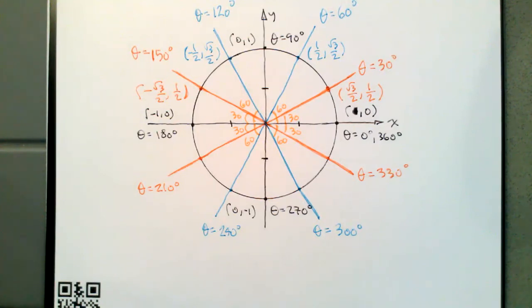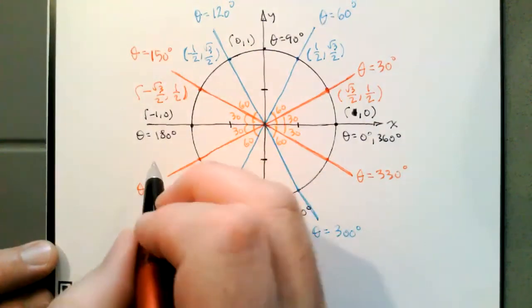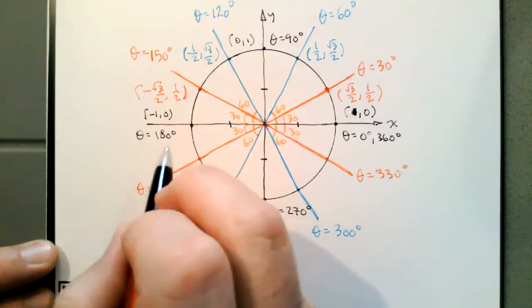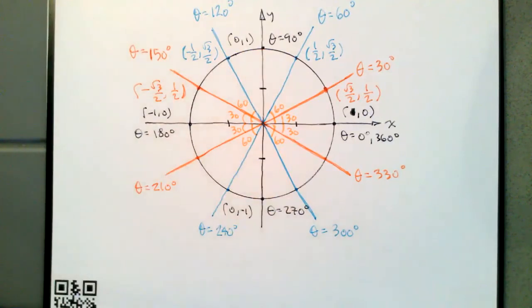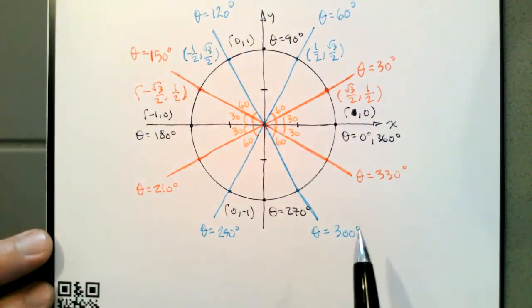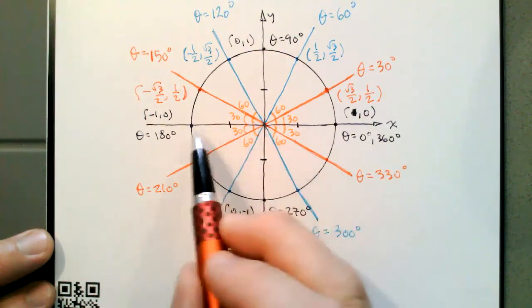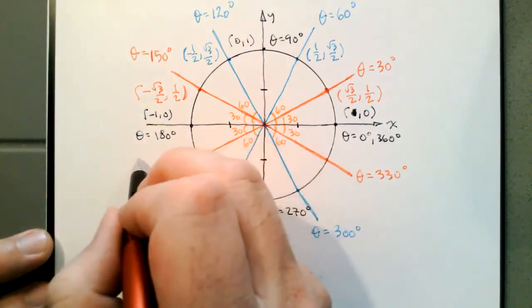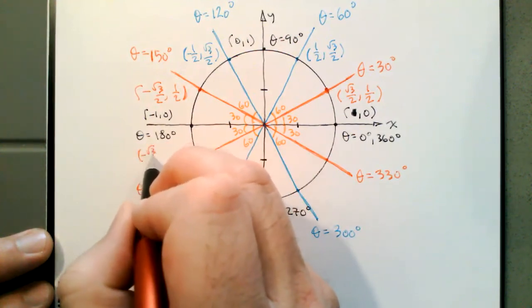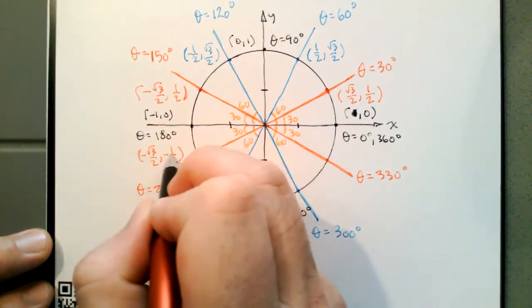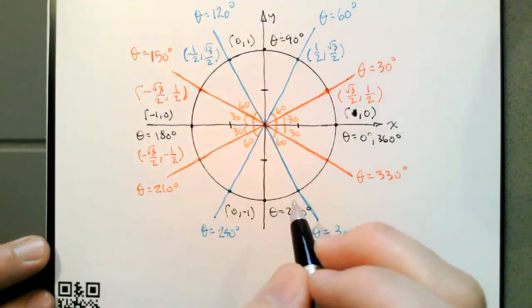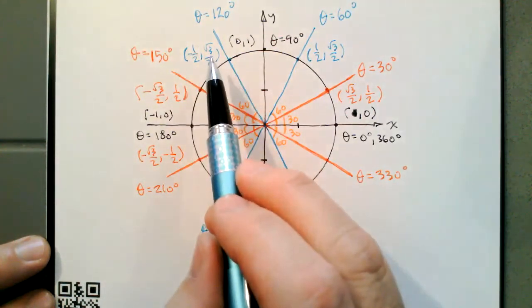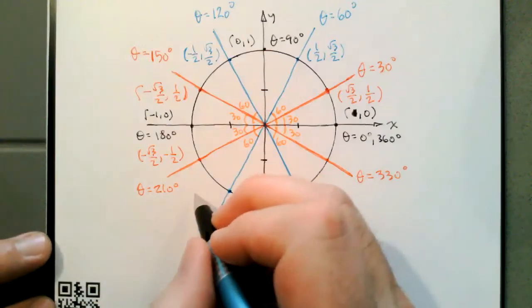Then we continue on to 210. We'll have the same values because we still have the same reference angle. So x will be root 3 over 2, and y will be 1/2. And they'll both be negative because in the third quadrant, sine and cosine are both negative, which makes sense because x is negative and y is negative. So these coordinates are both going to be negative. At 240, we have a 60-degree reference angle. So we're still going to have 1/2 and a root 3 over 2, but they're both going to be negative because now we're in quadrant 3.